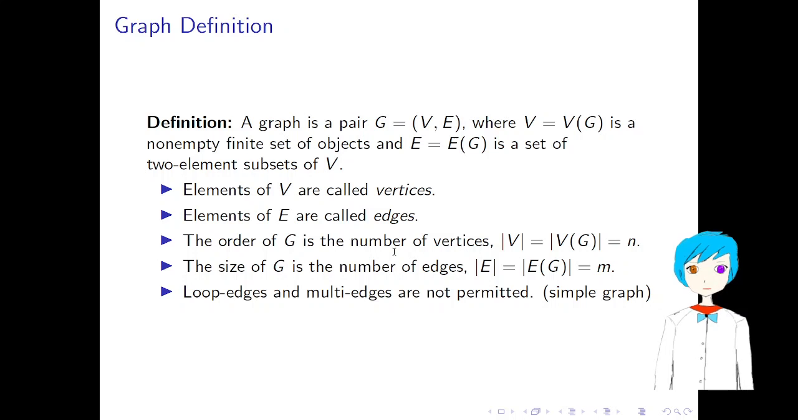So we are only considering simple graphs, which means that loop edges and multi-edges are not permitted. Loop edges means an edge that has the same starting and ending point. Multi-edges means that there is more than one edge between two nodes or two vertices.